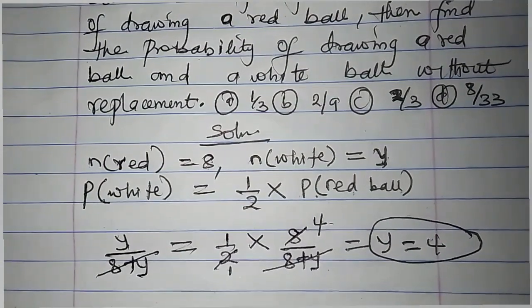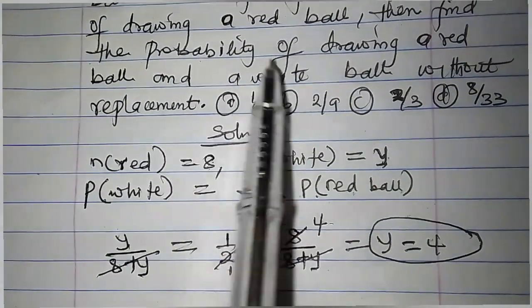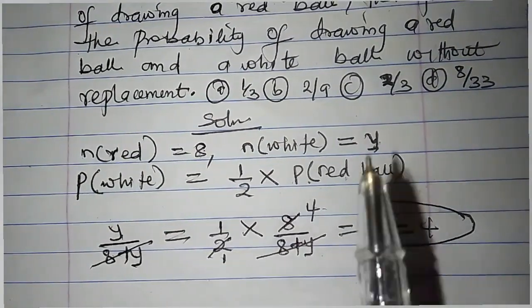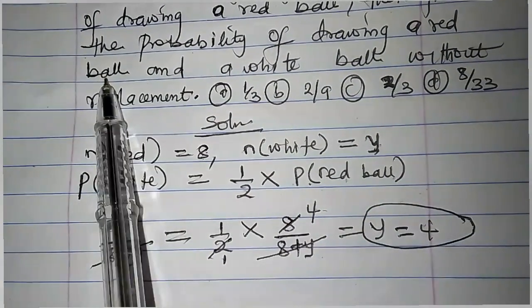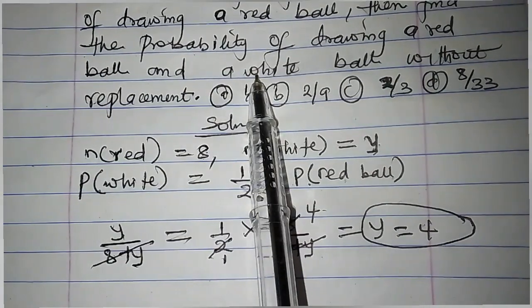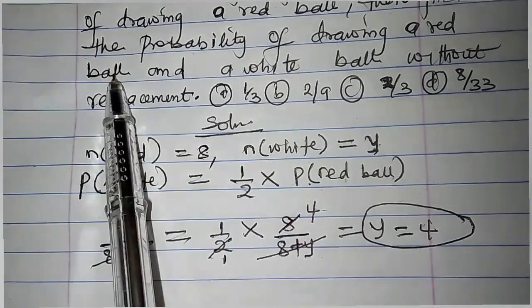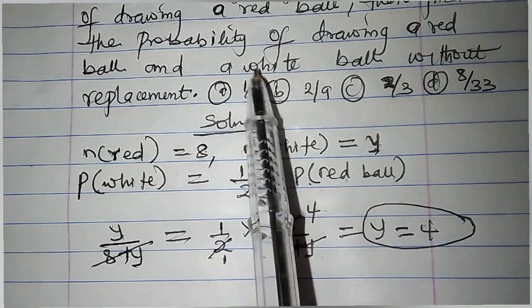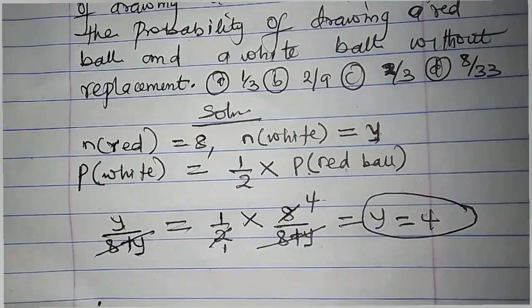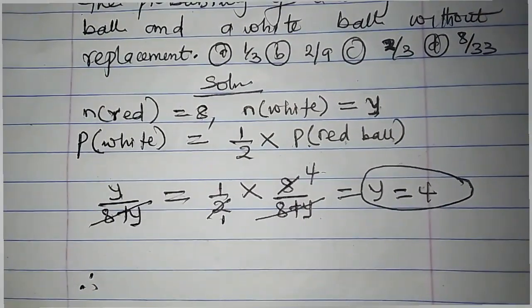Now, what is the probability of drawing a red ball and a white ball without replacement? What this means is that a red ball was picked and a white ball was picked. Before picking the white ball, the red ball wasn't replaced. So this is the point. The answer to this question will now be this. Therefore, probability of picking a red ball and a white ball without replacement is this.